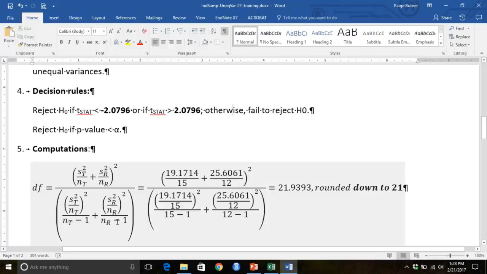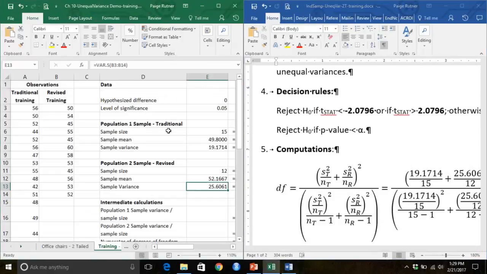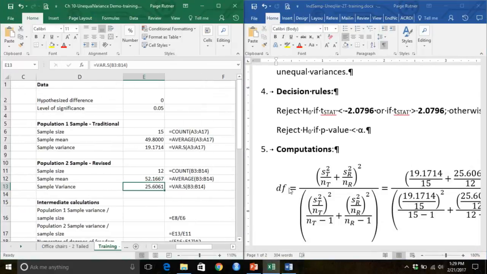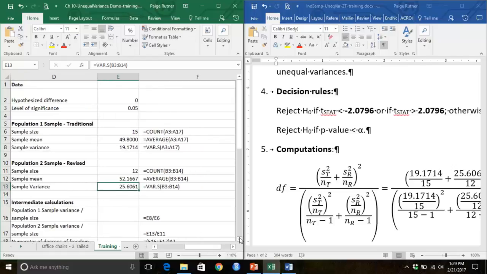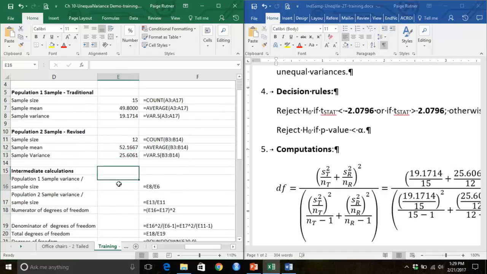So what I'm going to do is break this down into chunks, and I'll compute variance over sample size for both the traditional and revised trainings. Then I'll do a separate formula to do the numerator of this fraction, and then another one that'll do the denominator of this fraction. Once I've got those computed, I'll do the division, and we'll see if it comes out to be the same number that we're showing here on our write-up. All right, I'm actually going to push that over to one side so that we can see the formula while we're working here. And let's come down in the spreadsheet and start making those computations.